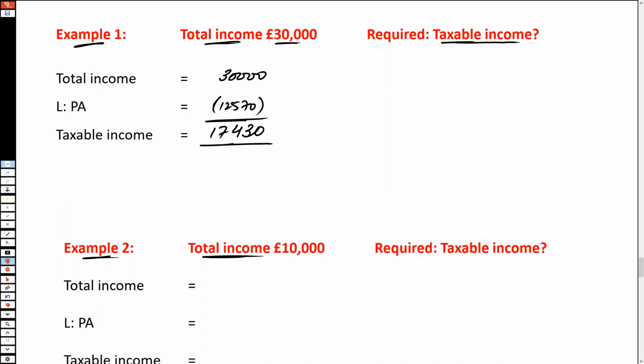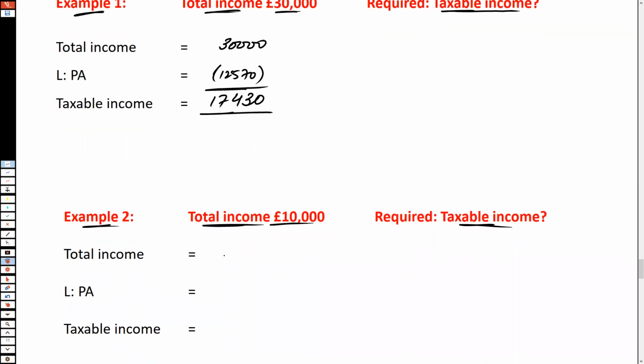Example 2, total income is given as 10,000. Requirement again is to calculate the taxable income. You can see that total income is 10,000, and if we deduct the personal allowance amount of 12570, the resulting amount is negative 2570. It means now we are receiving tax from the government, because in this case personal allowance, a sort of relief, is more than the total income, and taxable income is created as a negative figure. This can never ever be possible.